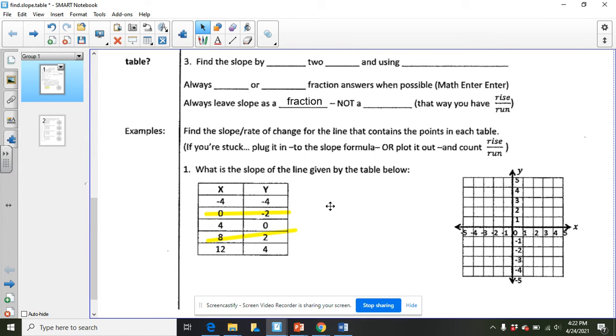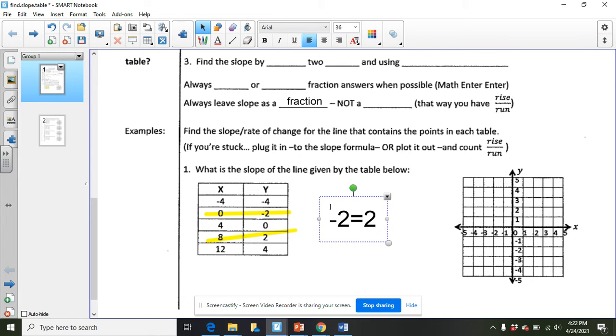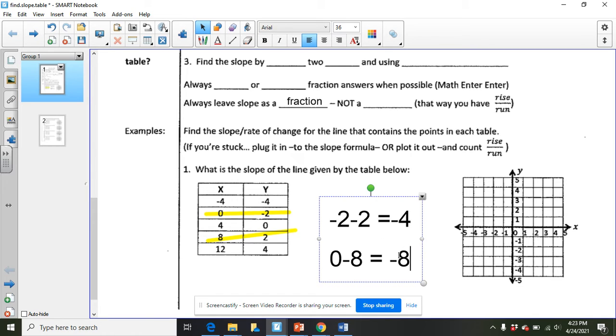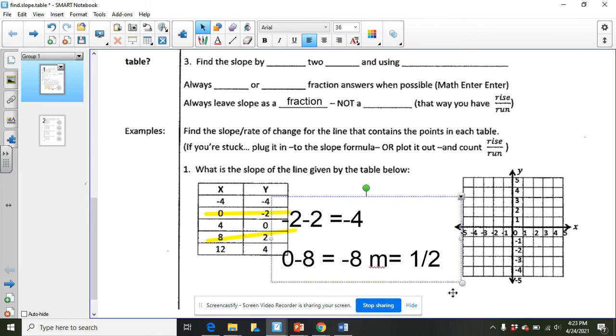And so remember, we're just going to calculate. So we're going to do the change in y. So -2 minus 2 and 0 minus 8. Okay, so -2 minus 2 is -4, and 0 minus 8 is -8. So we have -4 over -8. Therefore, my slope m is 1/2. It's -4 over -8, which is a positive 1/2.